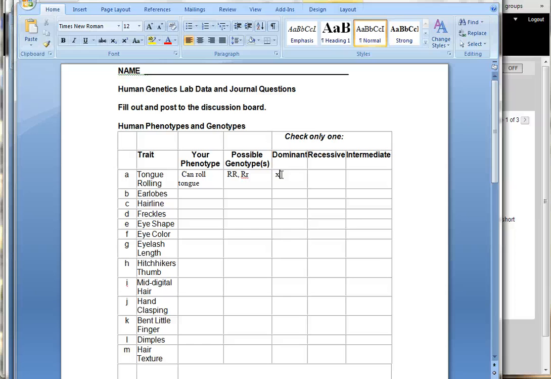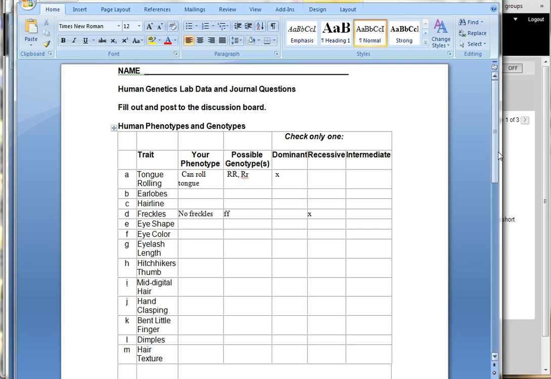Let's say I have no freckles. That's not true, but I want to have a recessive trait here. So that's the recessive trait. So I put an X over here. That means since I know my phenotype is a recessive trait, my only possible genotype is the recessive one. 2 little f's. That's the only possibility I can have.